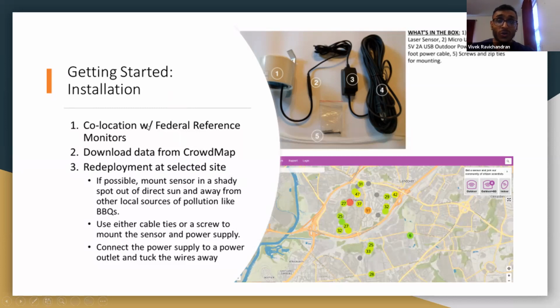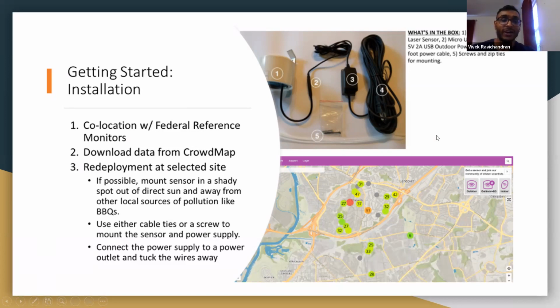So once you've co-located the monitor and once you've realized it's collecting valid data, you want to deploy it at your selected site. So at our hyperlocal, in our community. And these are just some additional steps that you want to follow.